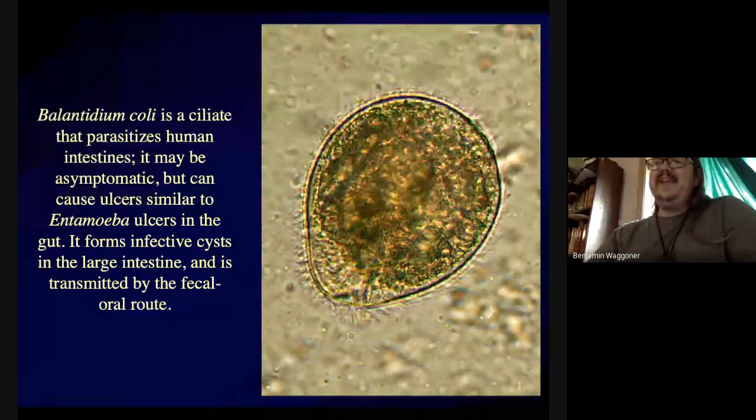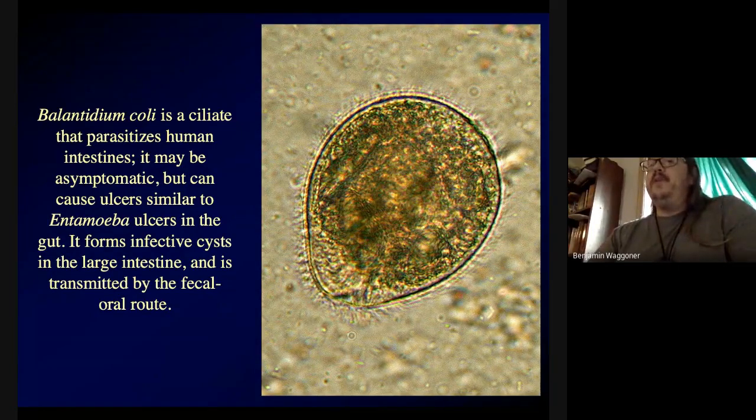It's called Balantidium coli. It is often asymptomatic. It can cause ulcers similar to entamoeba ulcers in the gut. I'm not sure that this has been studied much. It doesn't seem to be particularly common. It forms infective cysts in the large intestine and is transmitted by the fecal oral route. So there is one ciliate that parasitizes humans and sometimes causes disease.